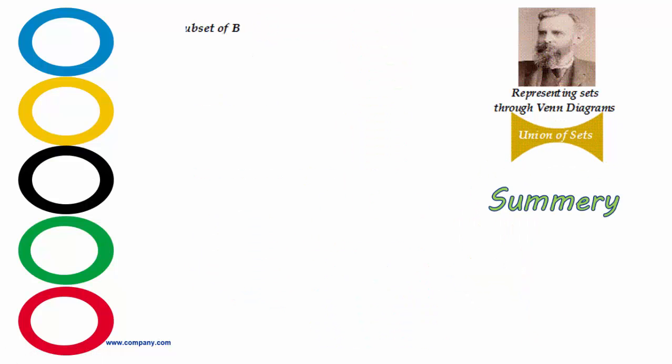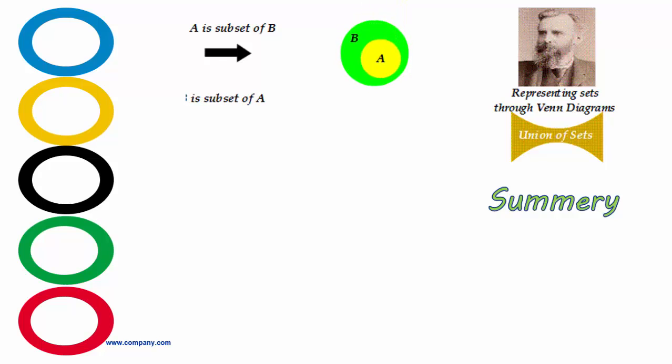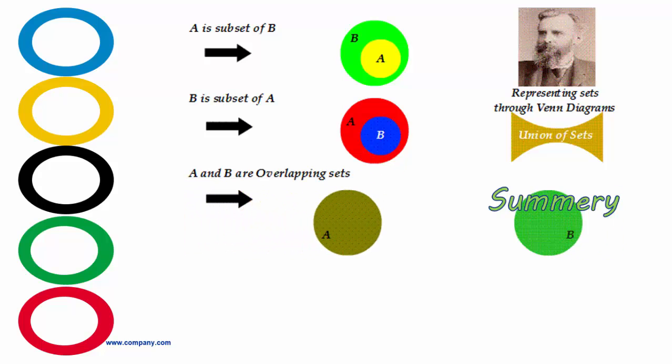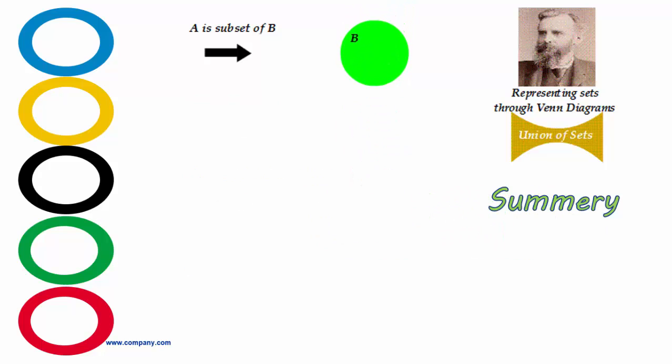Here is a little summary of Venn diagrams. A is a subset of B, so you see A is inside B. B is a subset of A, where B is inside A. A and B can also be overlapping sets. That can be either union or intersection, where union is both sets together, which would include everything in both circles, and intersection would just be that middle portion.